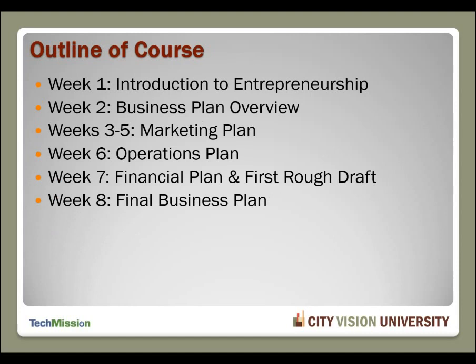The outline of the course: week 1 is just an introduction to entrepreneurship. Week 2 is where we start talking about the business plan, and give an overview. Weeks 3 through 5 are going to be going through different aspects of the marketing plan and the business plan. Then week 6 is the operations plan. Week 7 will be the financial plan, and you need to do a first rough draft. So that's going to be a significant amount of work.